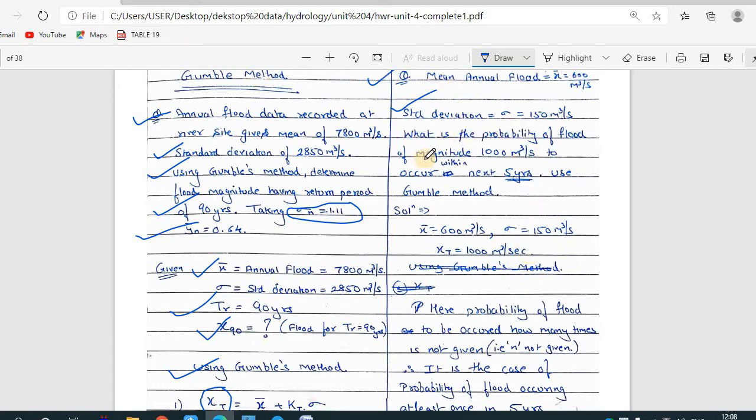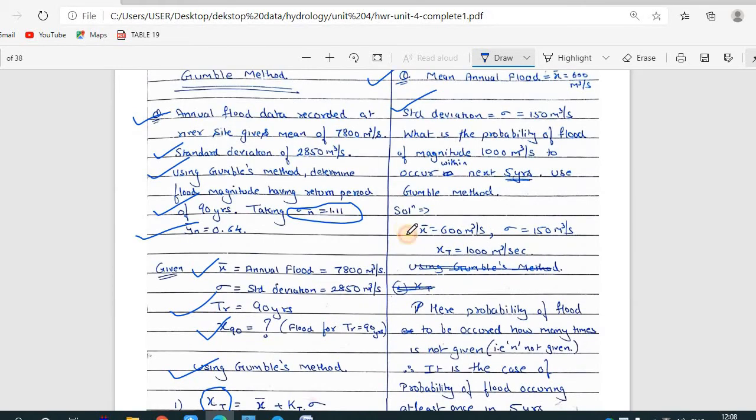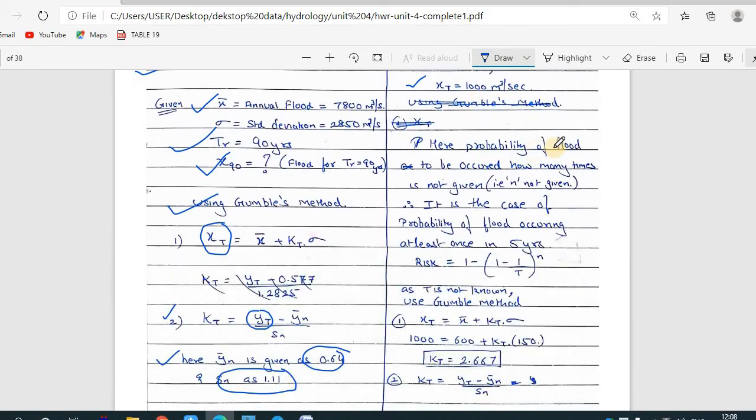Now what is the probability of a flood of magnitude 1000 meter cube per second to occur within the next 5 years? Use the Gumbel method. Now we need to calculate the probability. So first we will write all the given parameters. X bar is 600 meter cube per second, sigma is 150 meter cube per second, xt is given as 1000 meter cube per second. Here n, how many times the flood occurs, is not given, because obviously we need to calculate this.